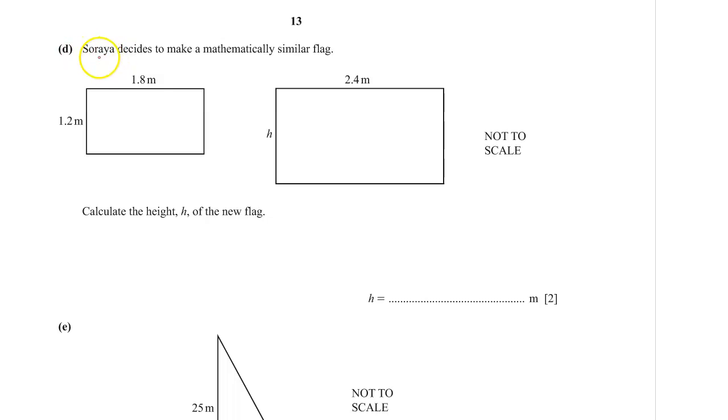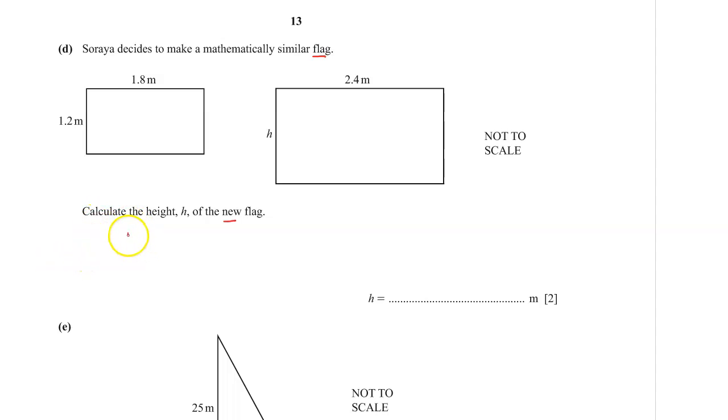Part D. Soraya decides to make a mathematically similar flag. Calculate the height h of the new flag. Right, so similar flag. So this side is similar to this one, and this is similar to this.